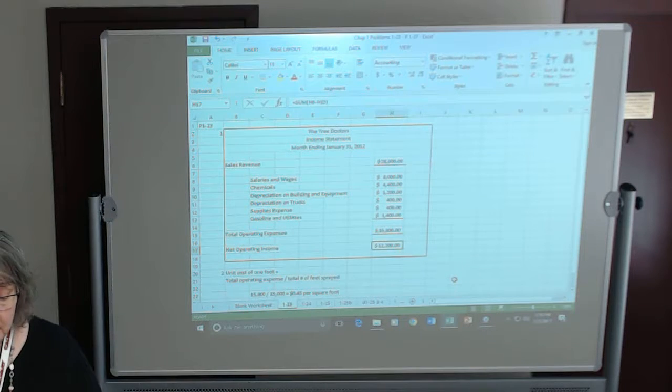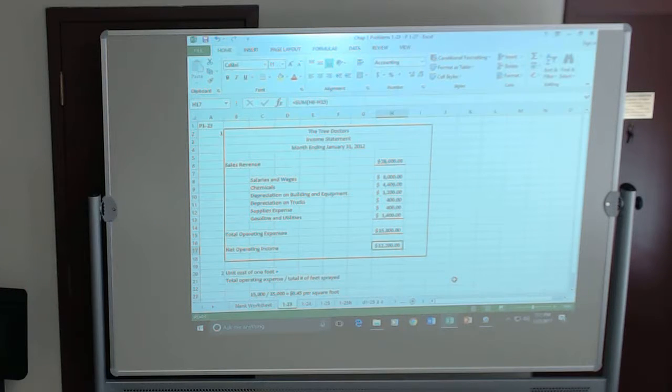Okay, so the second question they ask is that we're going to compute the unit operating cost of spraying 1 foot of tree height. How would we do that? I know it's on there, but how would we do that?